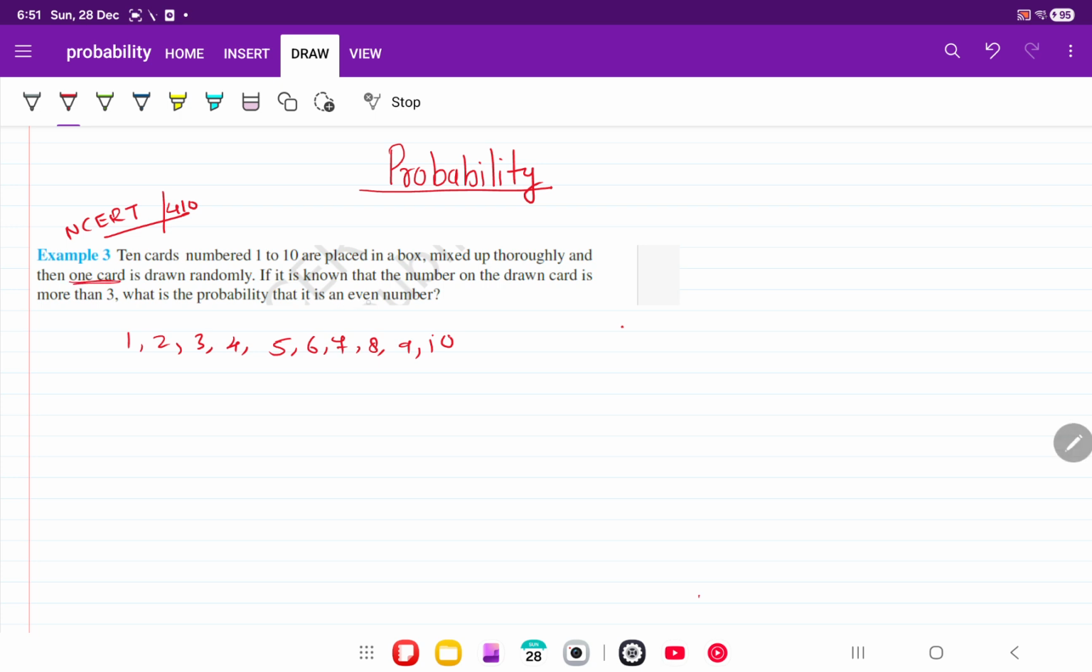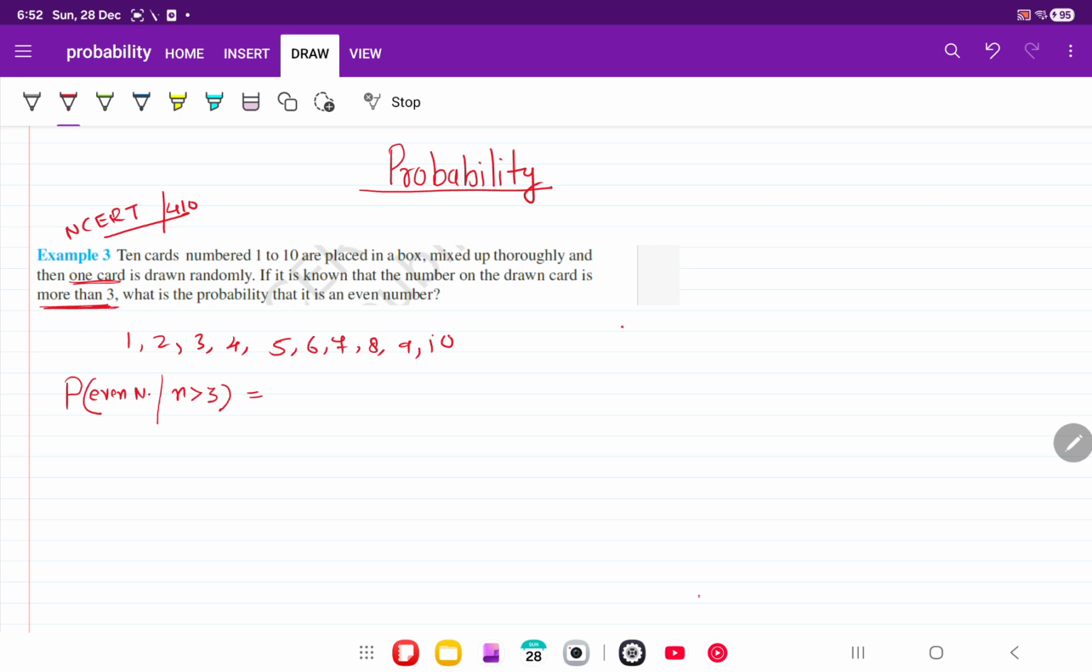Then it is known that the number drawn is more than 3. So this is the condition, more than 3. What is the probability of having an even number? So we want the probability of having an even number, and what is the condition? The number is more than 3, not even equal to 3.